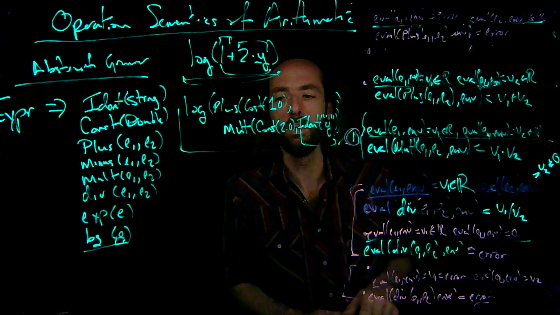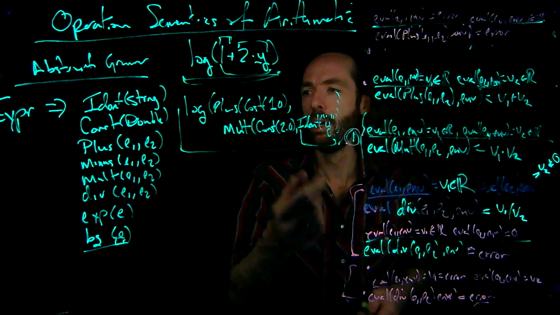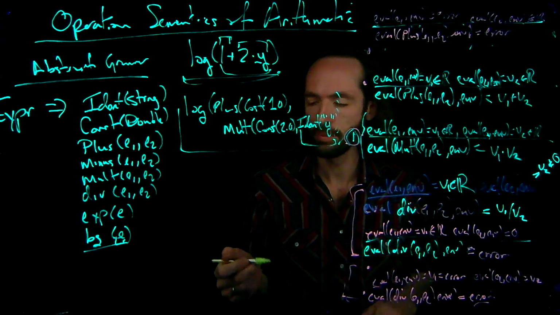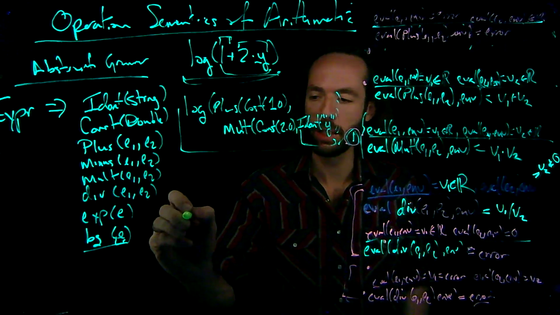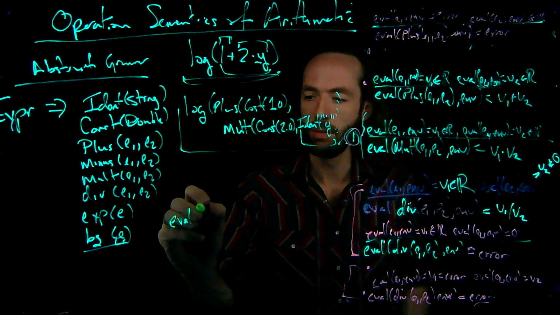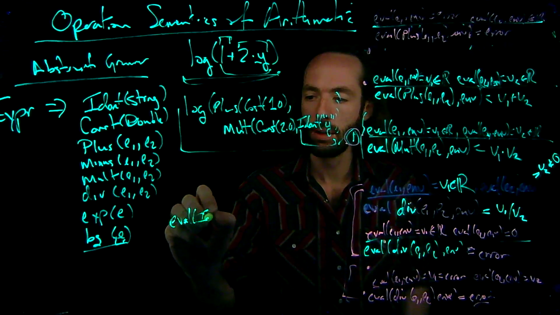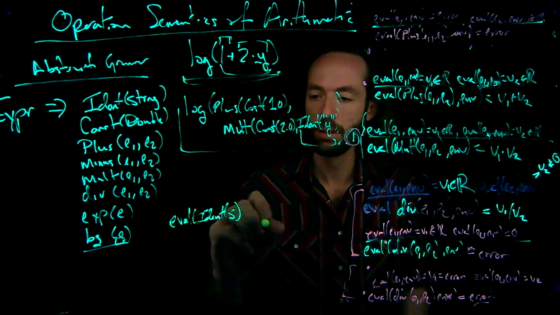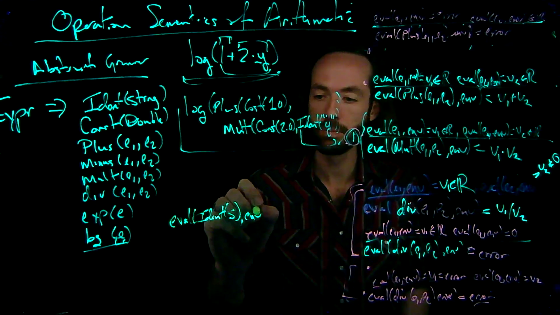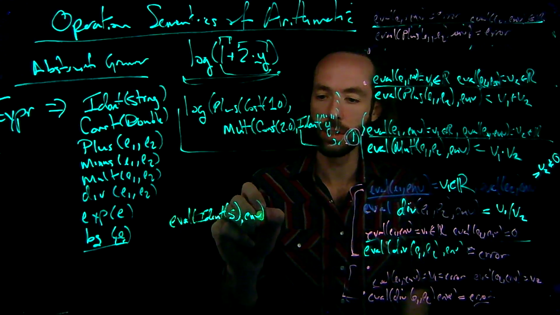So this is how we handle arithmetic in this little language. Maybe the one other thing we haven't talked about is, how do we do this ident? The ident rule is going to look something like this. We're going to evaluate ident of some string s under an environment.